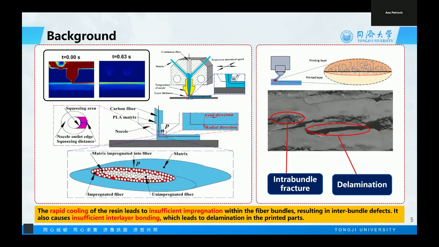The temperature variation of the materials during the 3D printing process is shown in this figure, and it can be seen that the material is directly exposed to the environment. The rapid heat dissipation makes the materials cool rapidly, and the rapid cooling of the resin leads to insufficient impregnation within the fiber bundles, resulting in interbundle defects. It also causes insufficient interlayer bonding, which leads to delamination in the 3D printed CFRC parts.